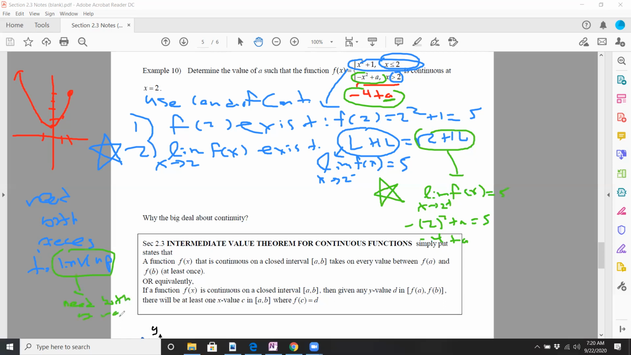You need both y values equal each other. That's kind of the quick and easy way. But I wanted to go over the formula with the steps of the conditions of continuity. But you need both y values to equal each other. So obviously when x equals 2 for the first expression, I got 5. Now x can't equal 2 because it's not included, but just include it. You get -4 plus a equals 5. So a equals 9.